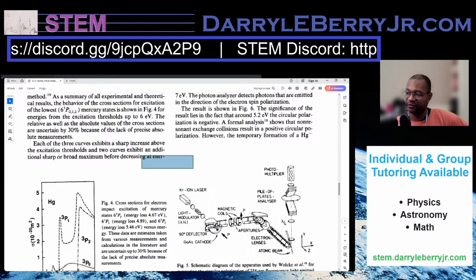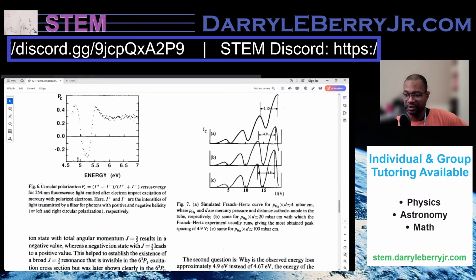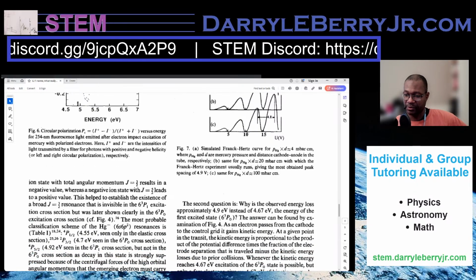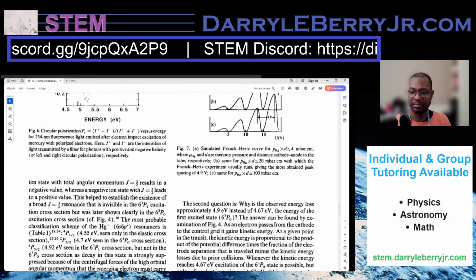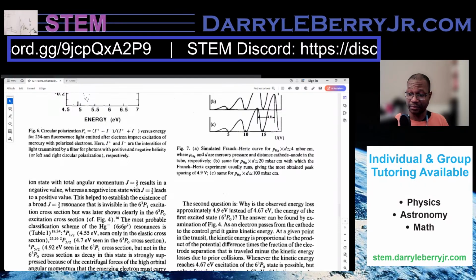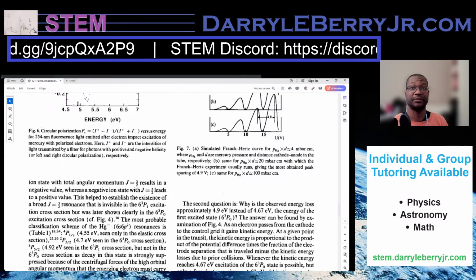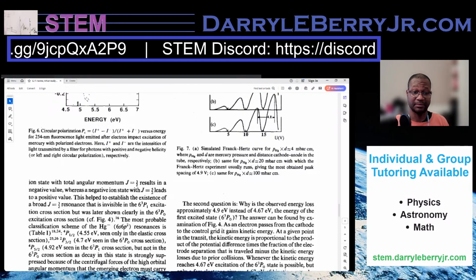However, the temporary formation of the mercury ion after it absorbed the electron, ion state with a total angular momentum of J equals 3 over 2 results in a negative value, whereas a negative ion state with J equals 5 over 2 leads to a positive value. I feel motivated to study some quantum mechanics.